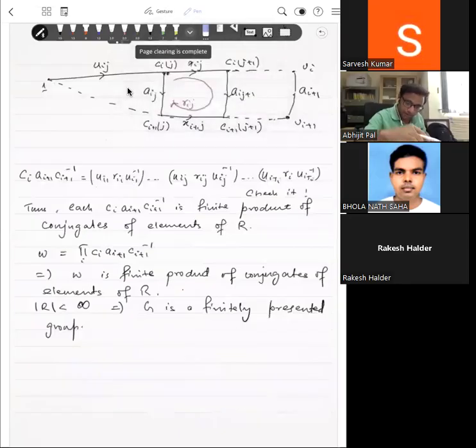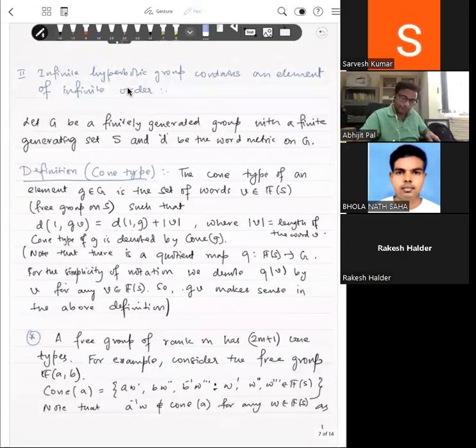Okay. So this proves that this is a finitely presented group. Another important property of hyperbolic groups is that if I take any infinite hyperbolic group, it contains an element of infinite order.